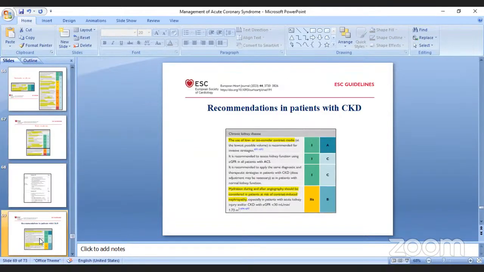So just a brief recommendation, two brief slides regarding recommendations in patients with comorbidities, only covering CKD and cancer in this. So the use of low or iso-osmolar contrast media is necessary in CKD patients, because these patients are at high risk of contrast-induced nephropathy, and it is recommended to assess kidney function using eGFR in all patients. And hydration during and after angiography should be considered in these patients at risk of contrast-induced nephropathy.